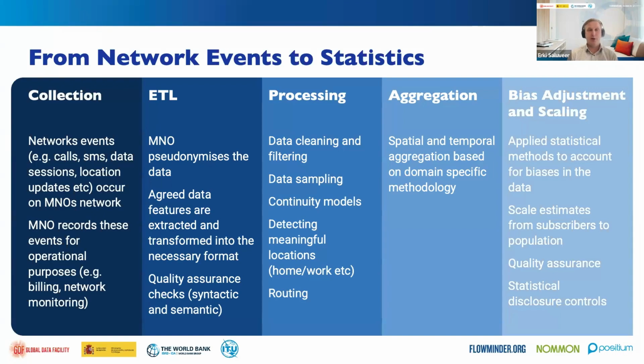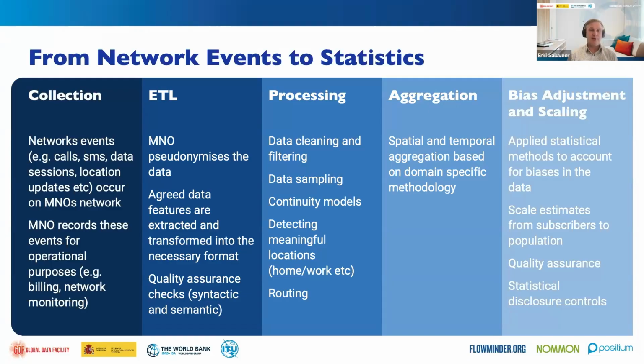When the collection is done, then the extract, transform, and load stage will start, where the data is transformed into pseudonymous form, important for the data privacy aspects, and also into the agreed data structure. The data is turned into the agreed data format, and the first quality checks of the data are done.